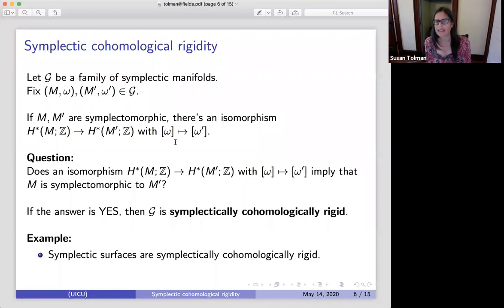Right, and so we obviously need to include the assumption on the cohomology class. Otherwise, this will obviously be false, right? Because the two-sphere can have different areas. The cohomology rings are the same, but they're not symplectomorphic. So this is sort of the weakest thing that we could hope for.